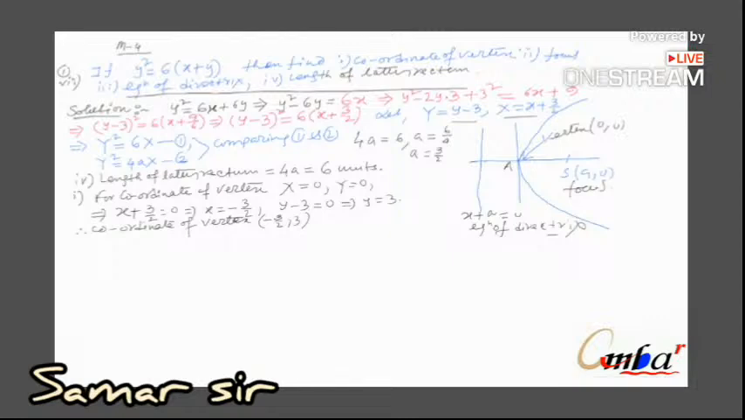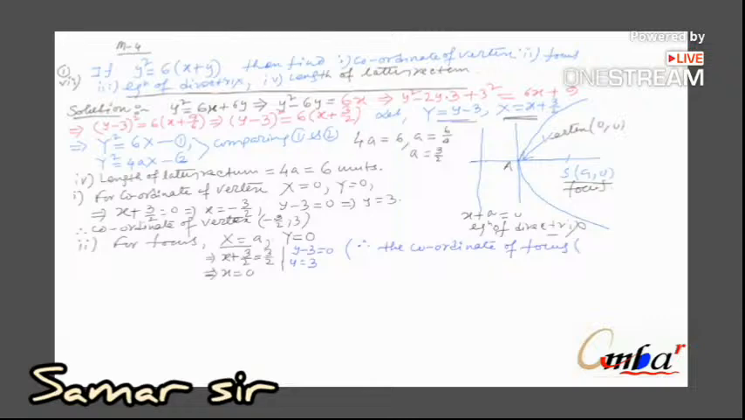Now for the coordinate of focus: capital X equals a and capital Y equals 0. So x plus 3 by 2 equals 3 by 2, that is x equals 0, and capital Y means y minus 3 equals 0, so y equals 3. Then the coordinate of focus is (0, 3).